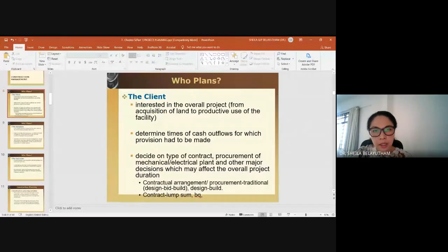Okay, so basically as a client, they should have got pretty good view of the project at the project definition phase. Okay, so and then going through feasibility and so on. Okay, so far any question on planning by the client?